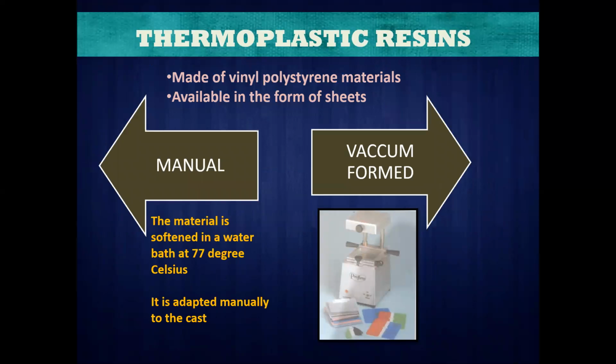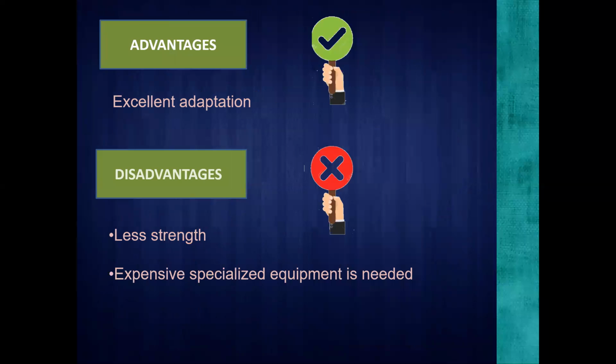The thermoplastic resins made of vinyl polystyrene materials can also be used, which are available in the form of sheets, and they can be adapted over the cast in the manual method or by vacuum formed machine. If you're using a manual method, then the material is softened in the water bath at around 77 degrees Celsius, and then it is adapted manually onto the cast. The advantages are it provides excellent adaptation. However, it has less strength and is expensive and requires expensive specialized equipment if you are adapting it using vacuum formed machine.